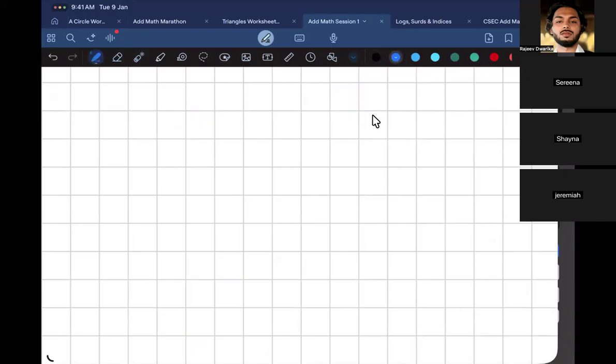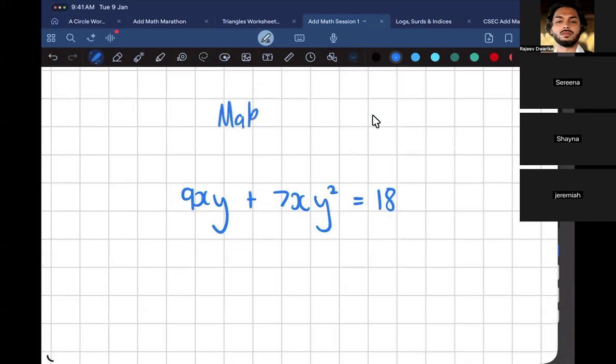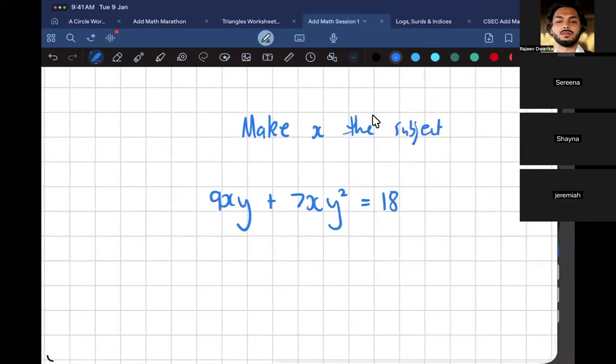Let me just say we had a question like 9xy plus 7xy squared is equal to 18. And the question wanted us to make x the subject. How would I make x the subject here, Serena? Try to get the x alone. And how are you going to do that? That's the question, Serena. Pull out the x. Exactly. And you would pull out the x.